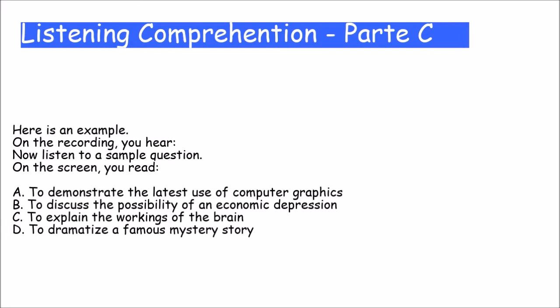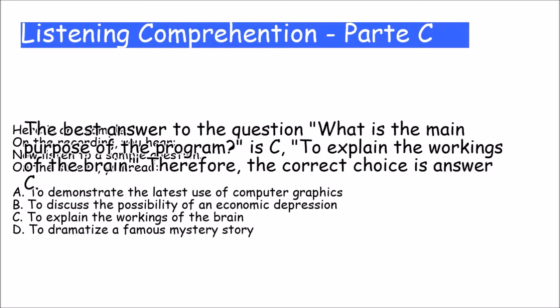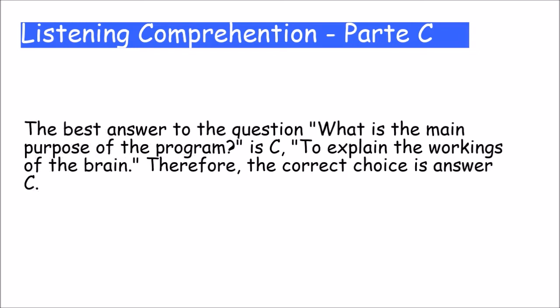Now, listen to a sample question. What is the main purpose of the program? On the screen, you read, A. To demonstrate the latest use of computer graphics. B. To discuss the possibility of an economic depression. C. To explain the workings of the brain. D. To dramatize a famous mystery story. The best answer to the question, what is the main purpose of the program, is C. To explain the workings of the brain. Therefore, the correct choice is answer C.